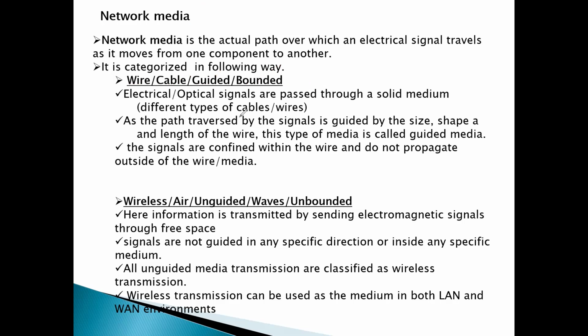It has three categories. Electrical or optical signals are passed through a solid medium. Different types of cable or wire are used. As the path traversed by the signal is guided by the size, shape, and length of the wire, this type of media is called guided media. So the signals are confined within the wire and do not propagate outside the wire or media. We will discuss three types of wire, cable media: copper wire, twisted pair, coaxial cable, and fiber optic.